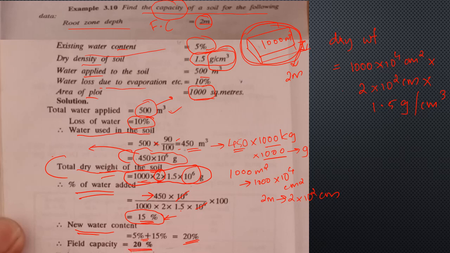So field capacity is the capacity of soil to hold water, that is 10% of water will be lost as losses, and after that we will be finding out the percentage of water added with respect to the dry weight of soil, that is we will be finding out the new water content added due to the addition of water. So that water content added is 15%, and again there is existing water content of 5% in the soil, that is given in the question. Therefore total new water content is 5 plus 15, that is equal to 20%, and hence field capacity will be obtained as 20%.